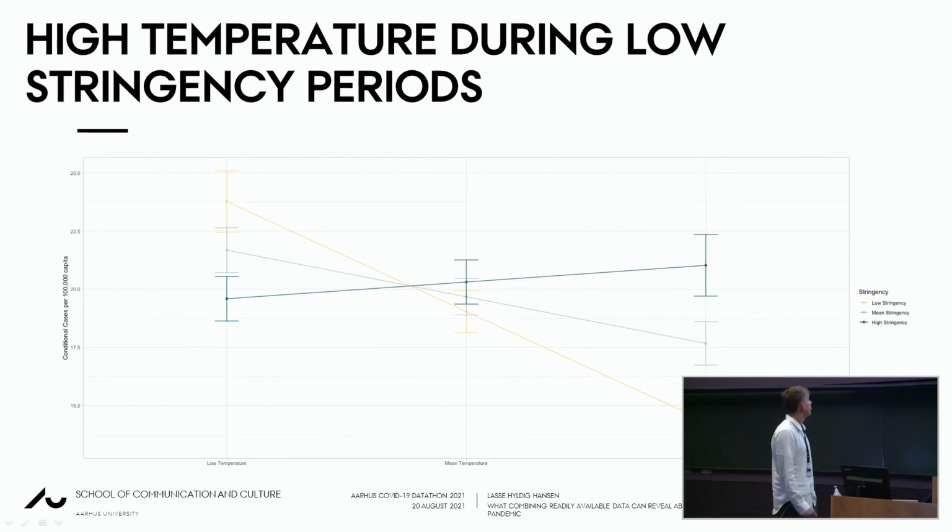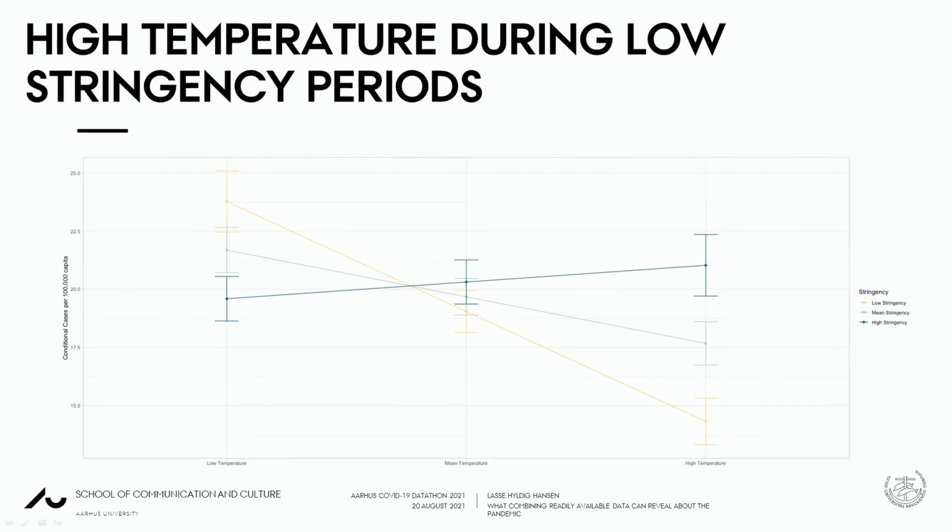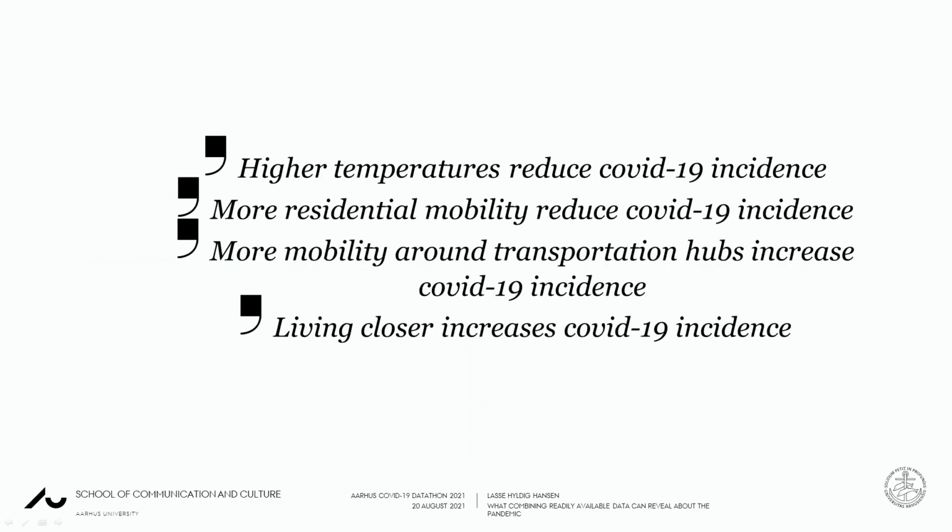I've only chosen 2 visualizations of interactions, and this is the next one. I've swapped out residential mobility on the x-axis with 3 levels of temperature. We can see that when there's not a lot of stringency implemented by the government, and we have low temperatures, COVID-19 incidence is expected to be high, while the opposite is true when temperature is high. So this confirms the point from the start. High temperatures reduce COVID-19 incidence.